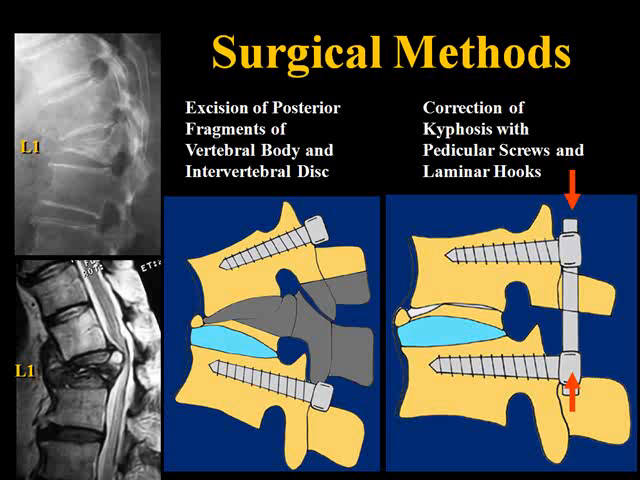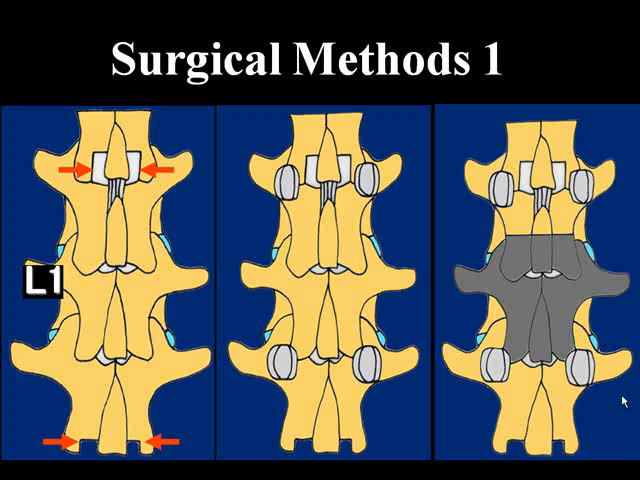Surgical methods consist of two parts, that is, excision of posterior fragments of vertebral body and intervertebral disc, and correction of kyphosis with pedicle screws and laminar hooks. For Kummell disease at L1 vertebral body, firstly, the sites for laminar hook insertions are prepared at the upper end of T12 and at the lower end of L2 lamina. Then pedicle screws are inserted at T12 and L2.